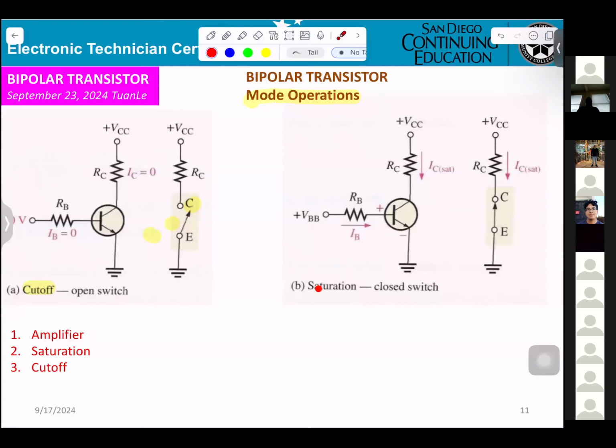Saturation, close the switch. And this is VCE equals 0. So it's either cut off or saturation. Cut off, they let the switch open. Saturation, they close it here. No amplifier.